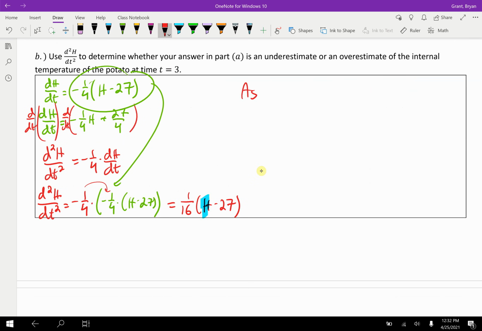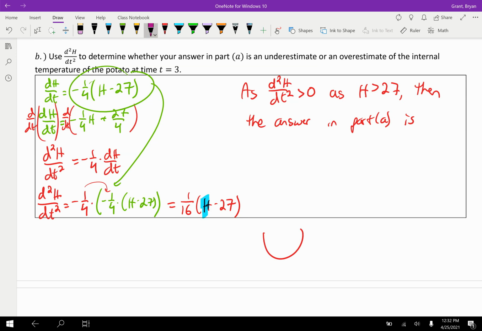Right? d squared h over dt squared is greater than 0 as h is greater than 27. Then the answer in part A is, and I never remember this, let's see, the second derivative is positive, so it's concave up for the original graph, so the tangent line is an underestimate. There we go. You could go further and say the second derivative is greater than 0, which means h of t is concave up, which means the tangent line is below. But really, as long as you reference this and then underestimate, you should be good to go.